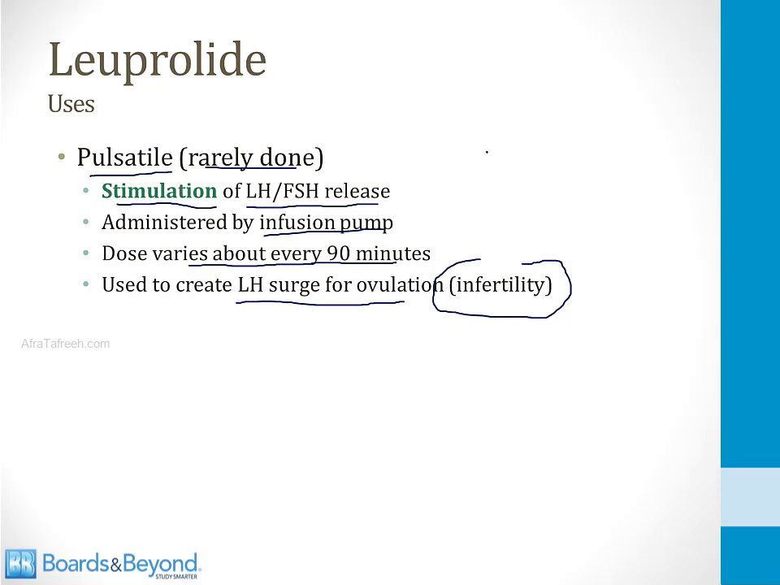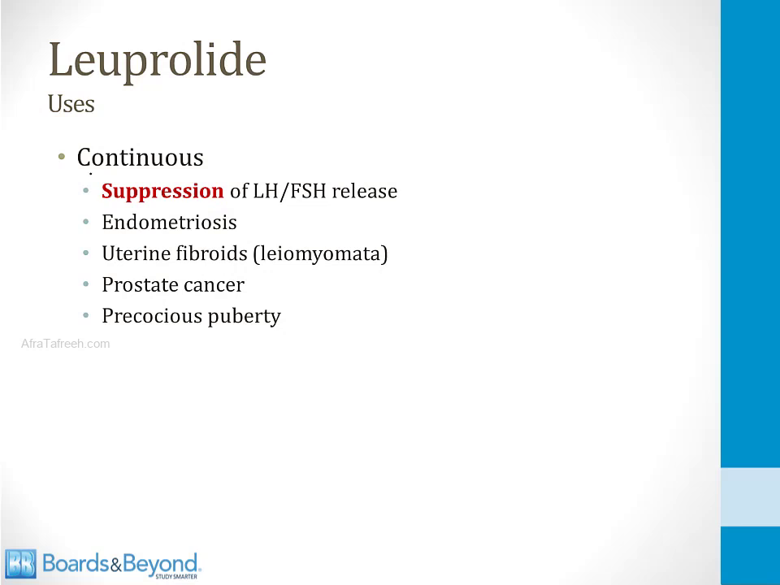rarely done anymore. The other way to use leuprolide is to administer the drug in a continuous manner for suppression of LH and FSH release. This is helpful in clinical situations where you want to lower the amount of androgens and estrogens being produced by the ovaries and testes. So for example, in women who have endometriosis or who have uterine fibroids, which are called leiomyomata, estrogens can make these two disease processes worse, so administration of leuprolide can be helpful.